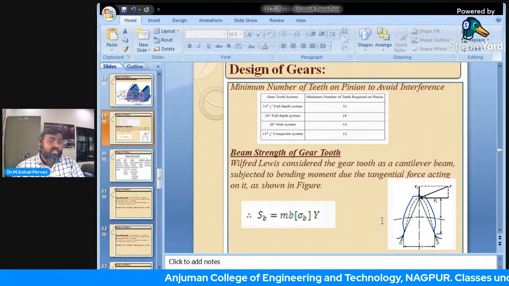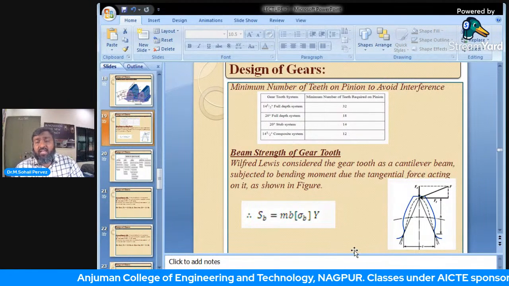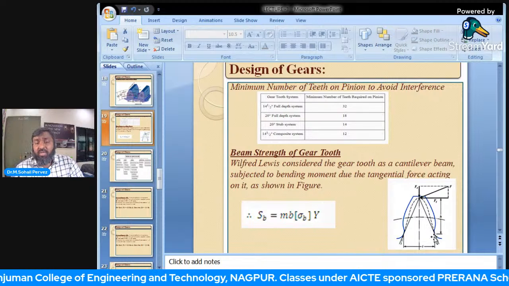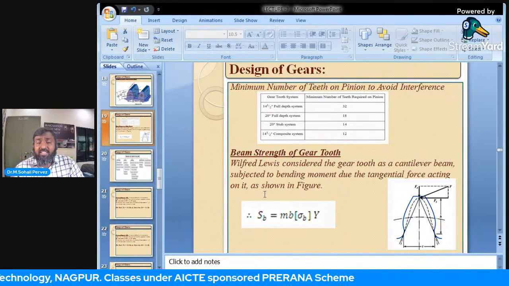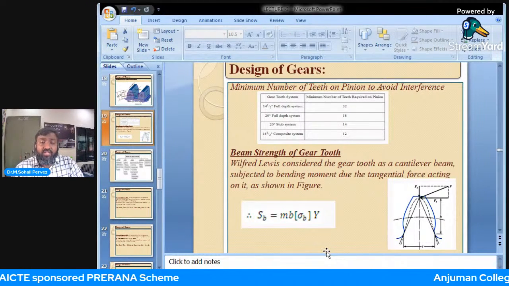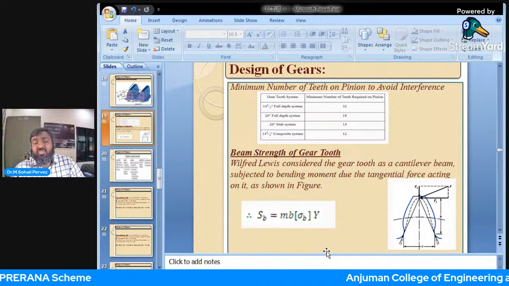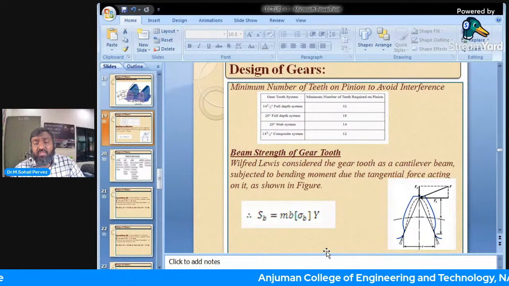So Mr. Wilfred Lewis considered the gear tooth as a cantilever beam subjected to a bending moment due to the tangential force acting on it, as shown in the figure. So this is the equation with which we can calculate the beam strength of the gear tooth.